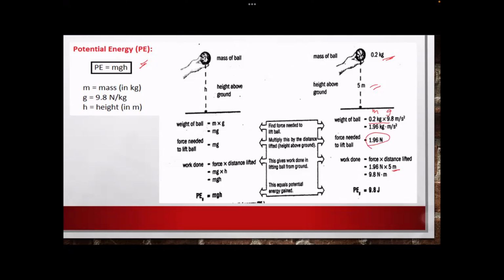Then this 1.96, multiply natin siya sa 5, which is the height. So therefore, magkakaroon tayo ng 9.8 joules as the potential energy of the given question. That's how to get the PE, or the potential energy.